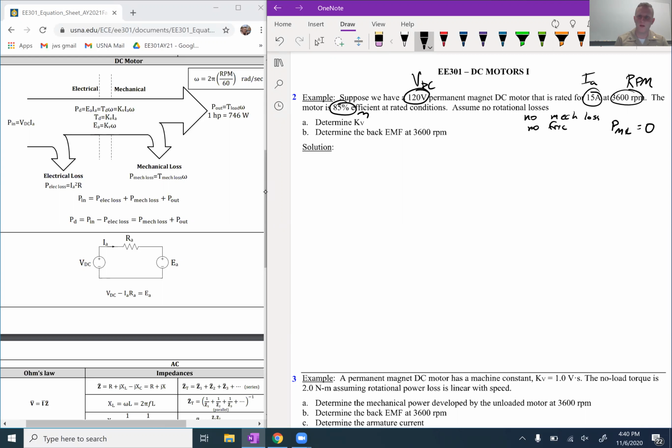All right, so that P mechanical loss equals 0 because it's a no rotational losses, right? On this power flow diagram over here where it says mechanical loss, there's no arrow coming out on this particular problem. Then I have my KV, which is a machine constant. Okay, so if it said find a machine constant, that is KV. And then find the back EMF, that is EA.